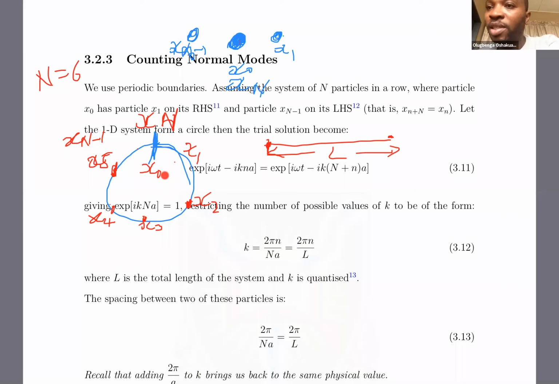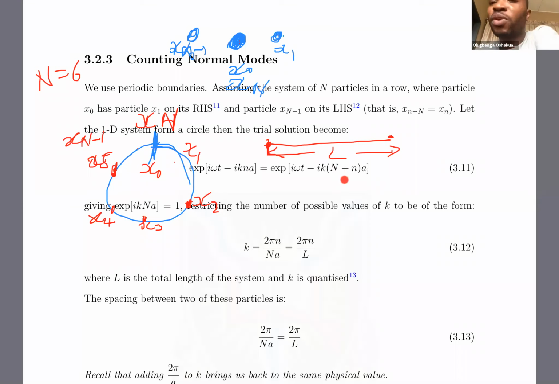Okay, I think we are free. So now let's look at this expression closely. This expression, exponential i omega t minus i k n a. So this particular n, we can replace it with big N plus n.